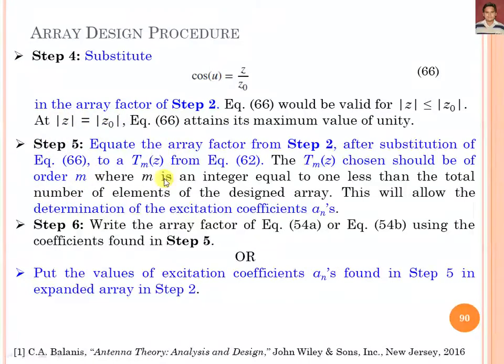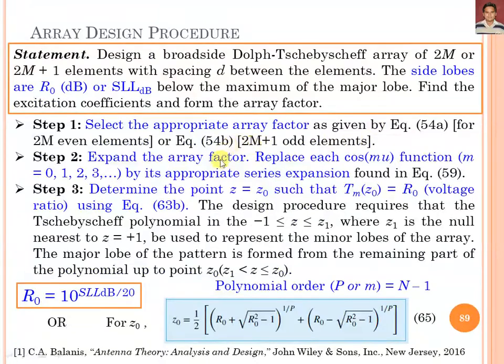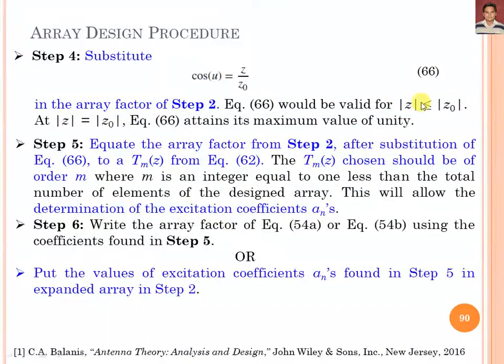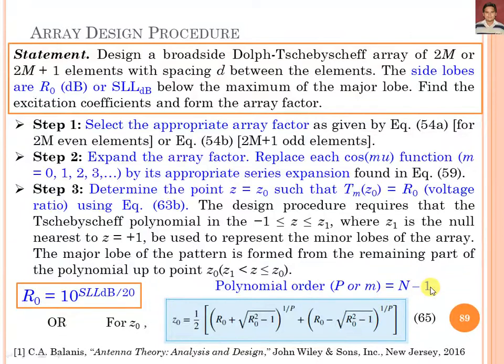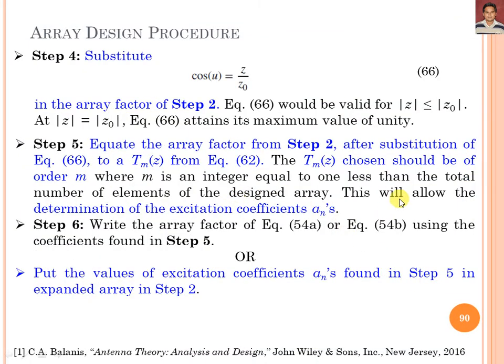In step 5, equate the array factor from step 2, after substitution of equation 66, with Tm of z from equation 62. The Tm of z chosen would be of order m, where m is an integer equal to 1 less than the total number of elements of the designated array. As you can see, P or m equals N minus 1. This will allow us to determine the excitation coefficients an.